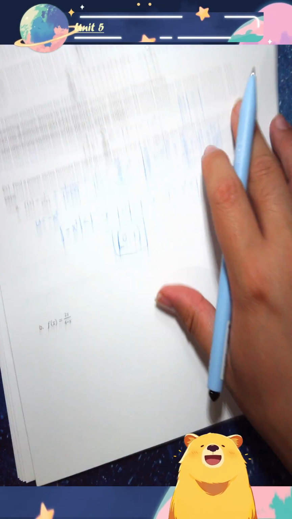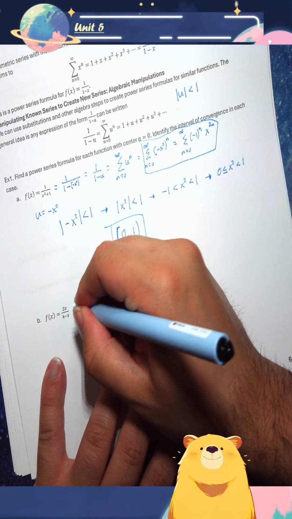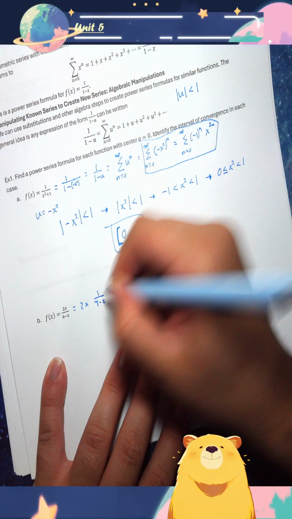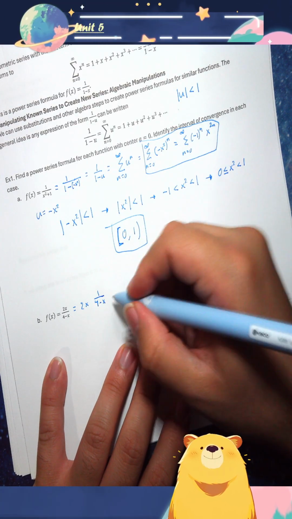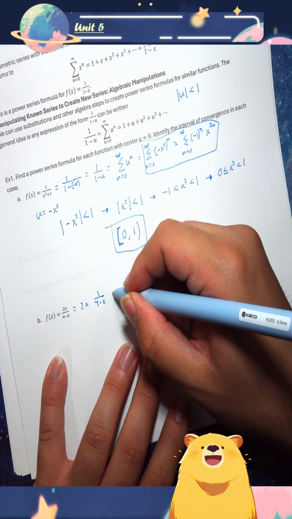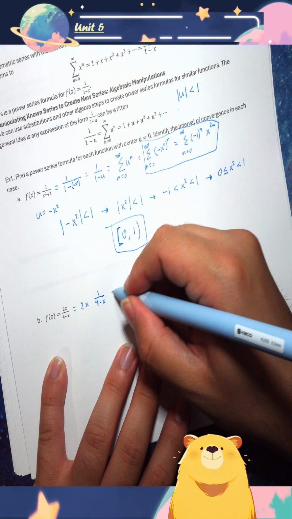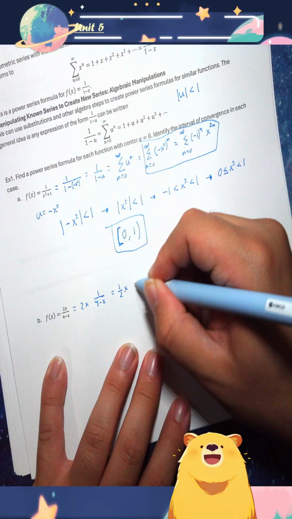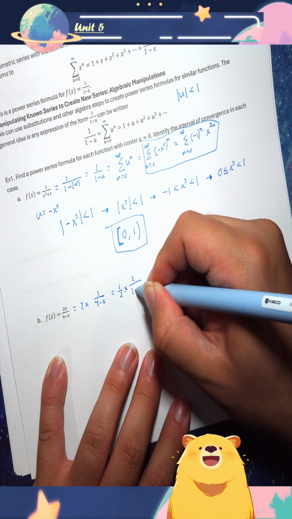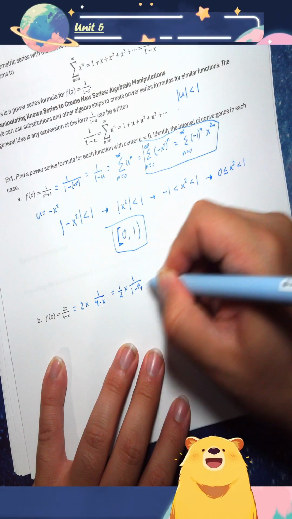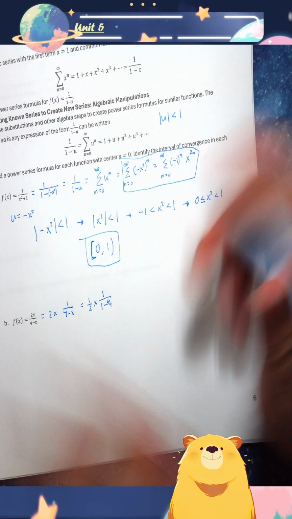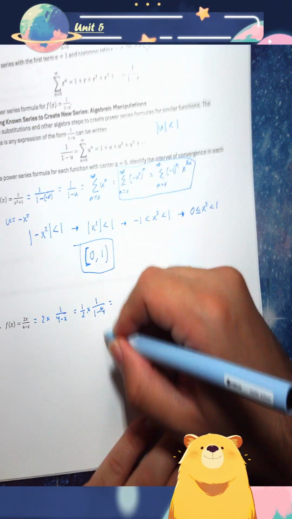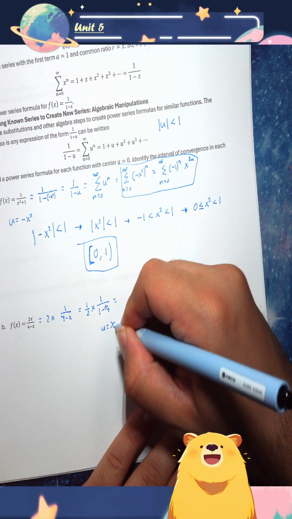Okay, so here we have to do a little bit more manipulation. We got 2x factored out. And then from here, we technically have to factor out 1 over 4, so I'm going to do that. In that case, that makes this 1/2 x, and then we have 1 minus x over 4, which in this case, our u is just x over 4.